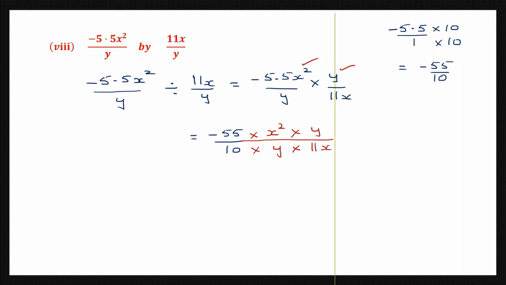We've done it carefully. Now we can cancel whatever we can. Okay, so let's try and cancel. I can cancel the y's. Then I will write minus 55 into x square. This is what is left. Then 10 into 11x. This is what is left. 11x means 11 into x. So again I can cancel here. I can cancel 11 and 55. So 11 fives are 55. I can cancel 5 and 10. 5 twos are 10. So my numbers left here are just 2. All the other numbers have been cancelled.